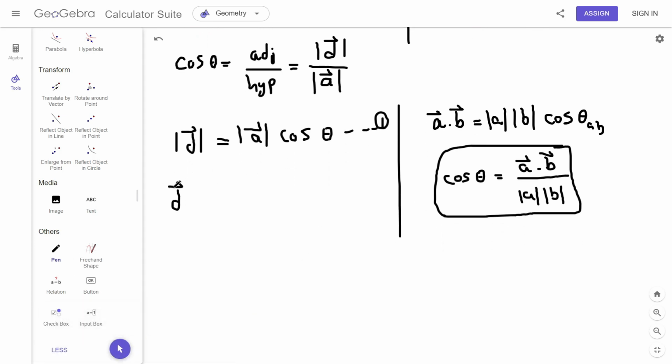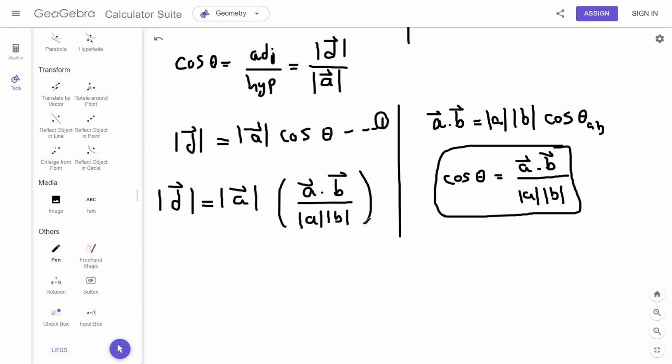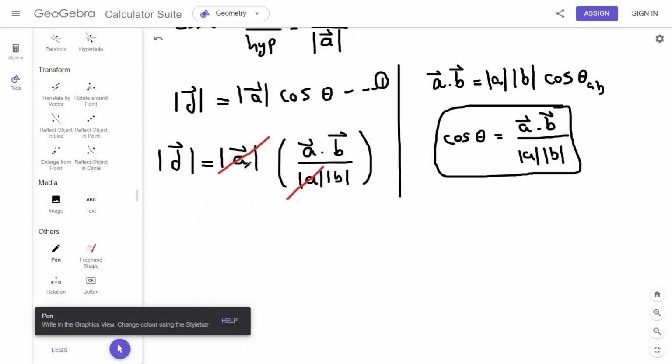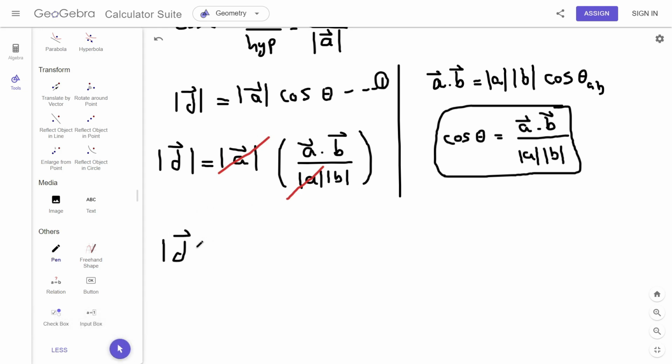The magnitude of vector D is equal to the magnitude of vector A multiplied by the result obtained from substituting the cosine theta we just calculated. Since we have the magnitude of A in both the numerator and denominator, we can cancel these factors out to simplify the formula. We end up with the magnitude of vector D equal to the dot product of the two vectors A and b in the numerator and the magnitude of vector b in the denominator.